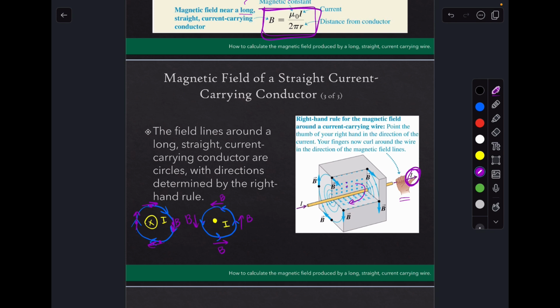Use your right hand, thumb in the direction of the current, curl those fingers around. That'll tell you either the clockwise or the counterclockwise direction of B. And then taking the tangent of those circles at different locations will tell you the direction of B. For example, if you're not in the north, south, east, west position, your B will be at a slight angle. It won't be directly up, down, left, or right.